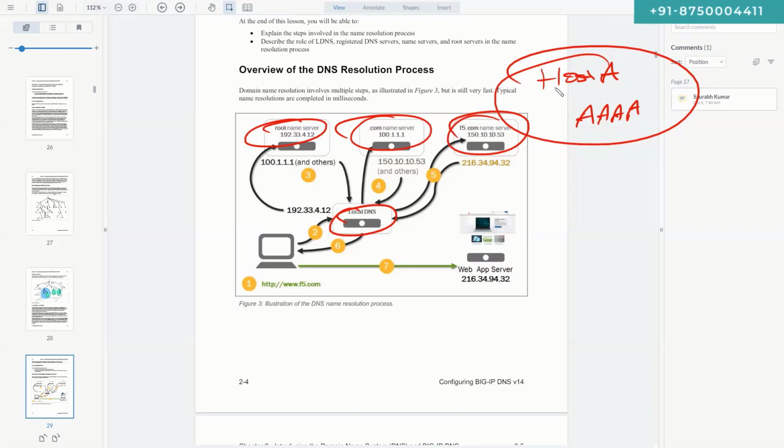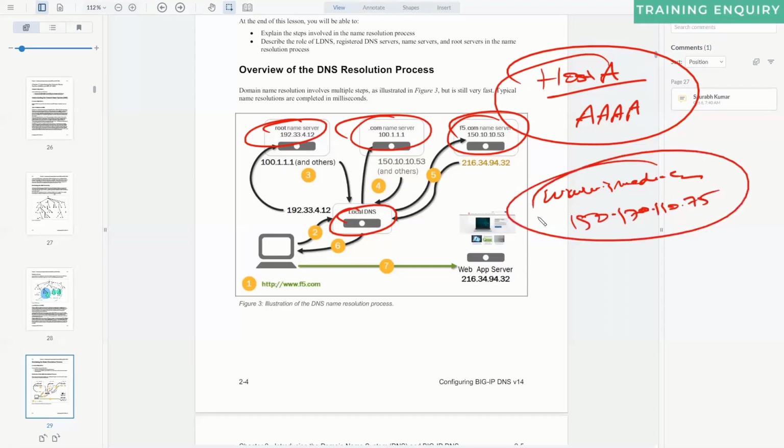So this host A entry is nothing but, for example, www.imedita.com and this is the IP address 150.170.110.75. That's called a host A entry for IPv4 addresses. So if you create an entry on your DNS server, you would have to create the host entry if you want to add an entry for a name and its corresponding IP address. That's the host A entry, and 4 times A is applicable for IPv6.